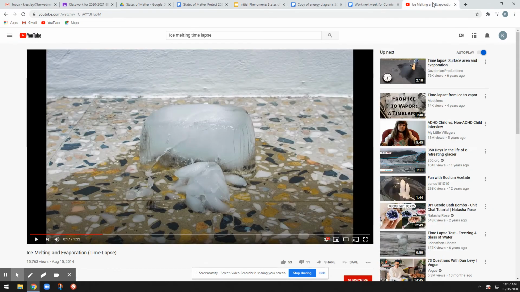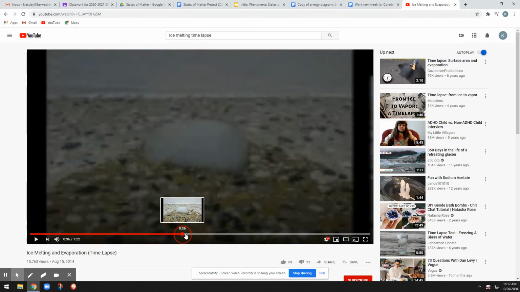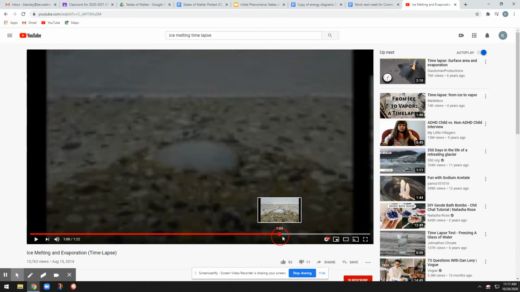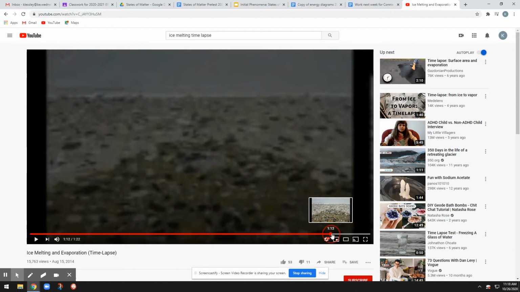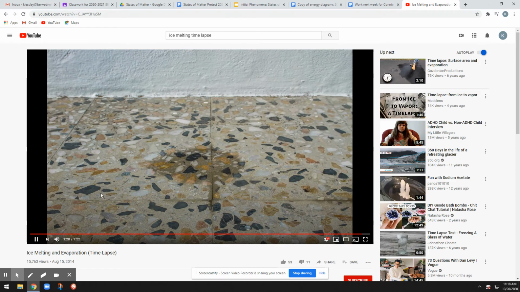And then we have stage three. So I'm actually going to fast forward a bit. So the ice melts. And now you can see that the concrete is starting to get dry.